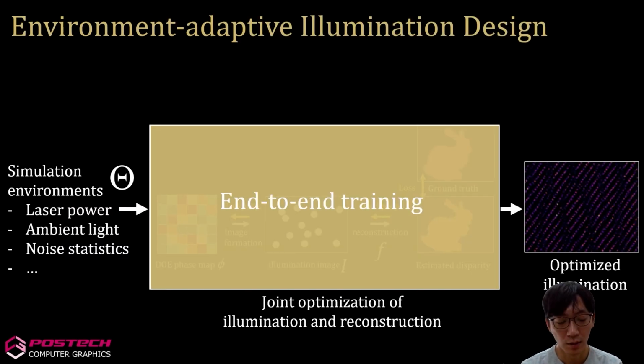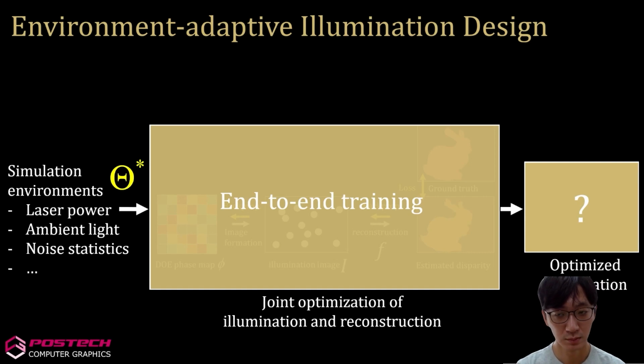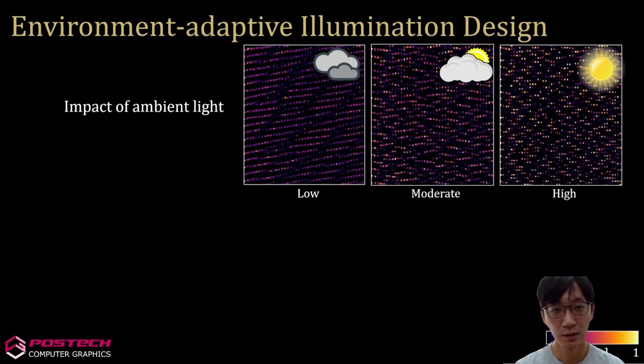We also tested what kinds of patterns we could optimize for the different environments. We call this application environment adaptive illumination design, which means it is very easy to obtain the optimal illumination patterns for different simulation environments, such as different laser power, different ambient light illumination, different noise statistics, and so on. If we feed these different simulation environments into our end-to-end training pipeline, then we can obtain the corresponding illumination pattern. So this is the result in simulation.